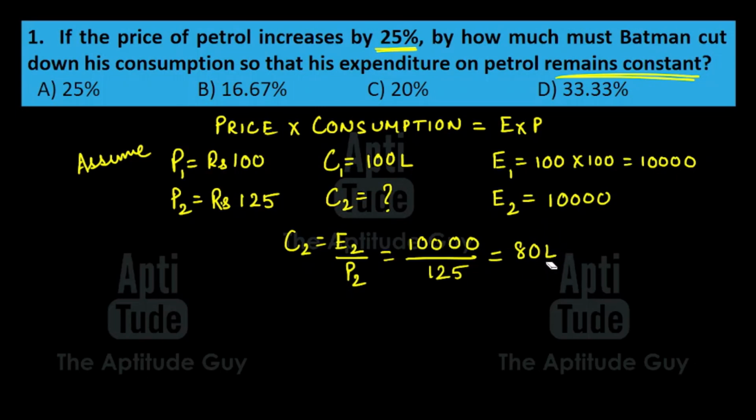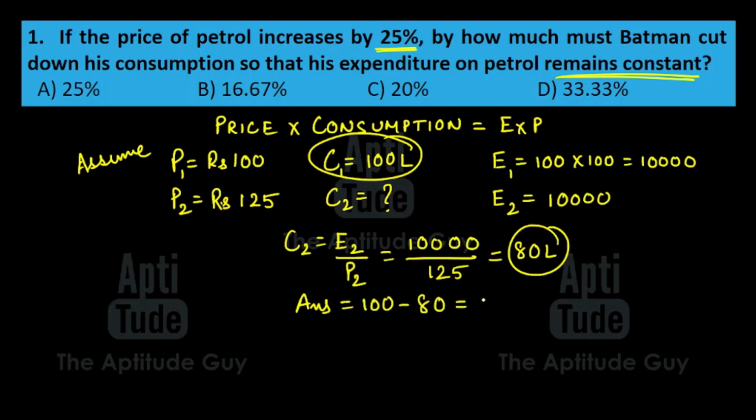Now, is this the final answer? No. The old consumption was 100 liters. The new consumption is 80 liters. How much was the reduction in consumption? 100 minus 80, that is equal to 20%. The answer is option C, which is 20%. That's it. It's very simple.